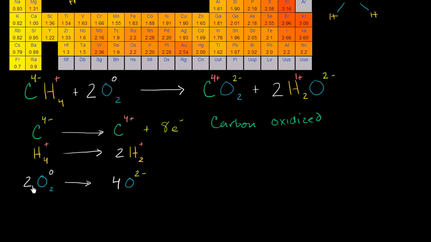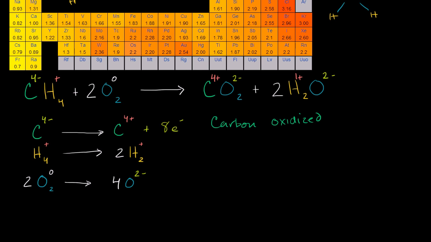So what happened to each of these 4 oxygens? I could have written 4 O here instead of 2 O2. Either way, I'm just really trying to account for the oxygens. Here I have 4 oxygens with a neutral oxidation number, an oxidation number of 0. And here I have 4 oxygens with a negative oxidation number. So how do you go from 0 to negative? Each of them must have gained 2 electrons.